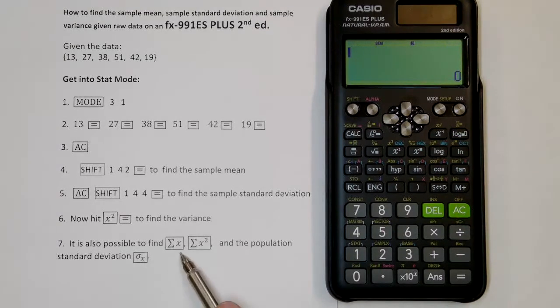Now, the sum of x and sum of x squares, you could use that when you're doing all this work by hand. And here, the population standard deviation, you can find out, but only if you have the information from the whole population. So you very seldom use that.